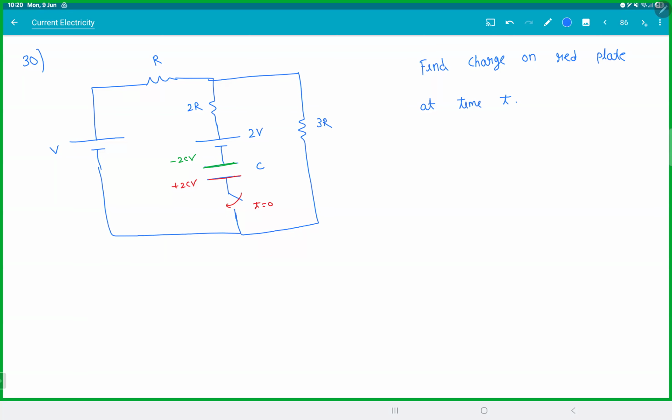Step 1, replace all the batteries with wires, find R equivalent across the capacitor. Step 2, the initial charge is given. Step 3, find the final charge on the capacitor. Then put it in A + B e^(-t/tau) and you're done.